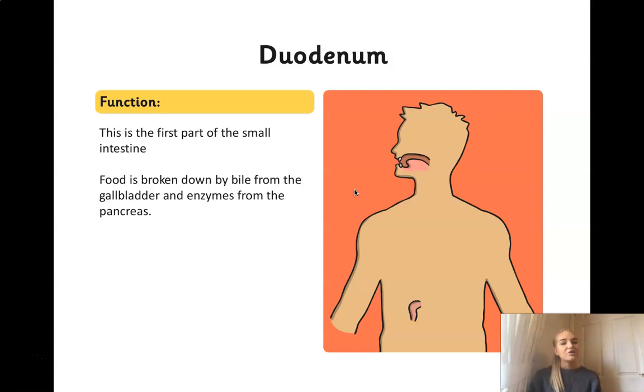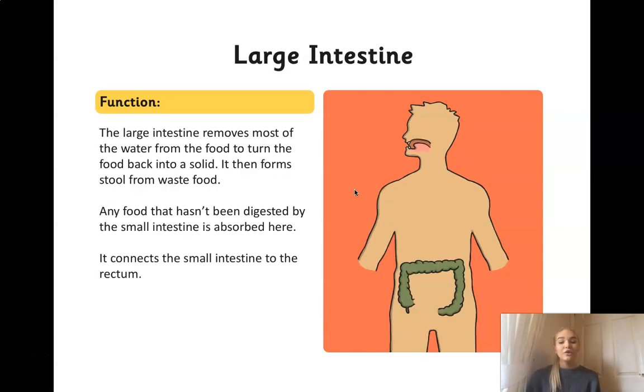And then we know that the duodenum is the first part of the small intestine. And all of this food that is broken down by the bile from the gallbladder and enzymes from the pancreas is stored in the duodenum. Because then this food goes to the large intestine.